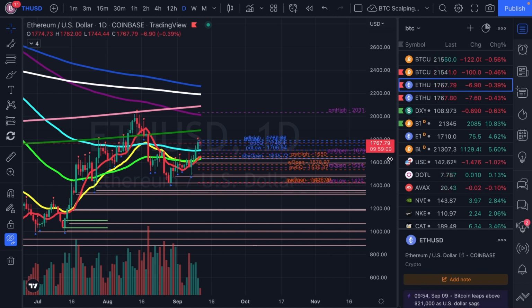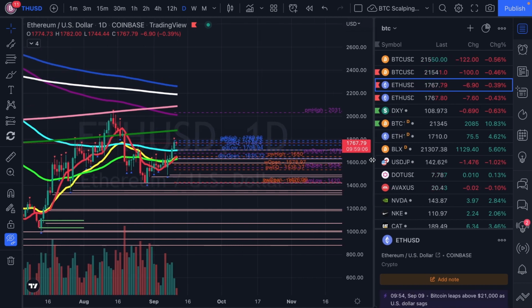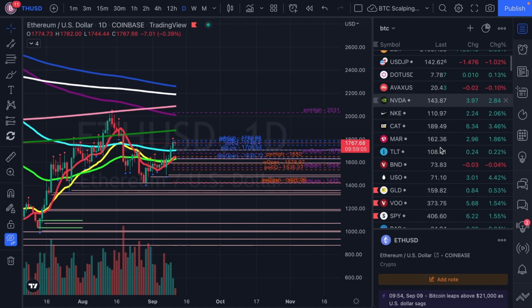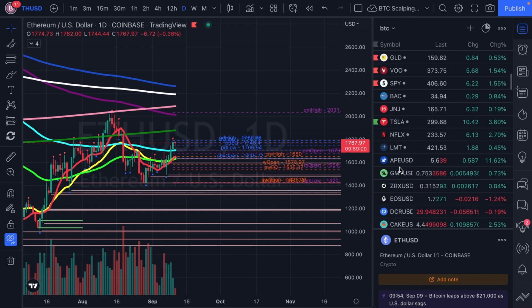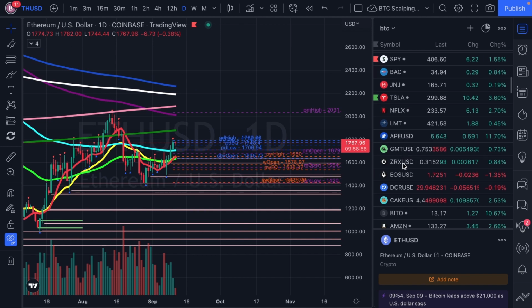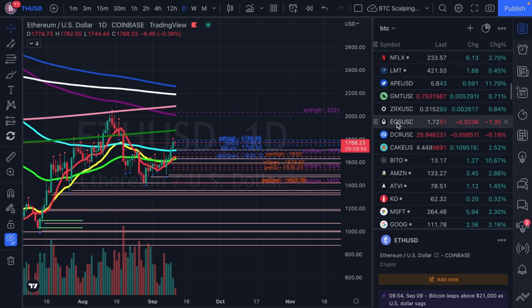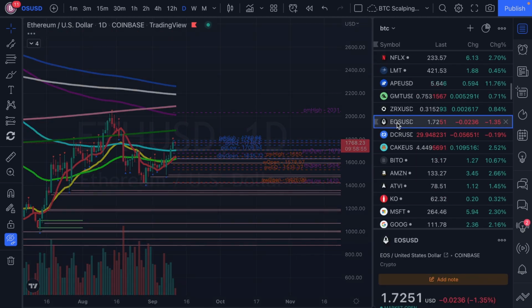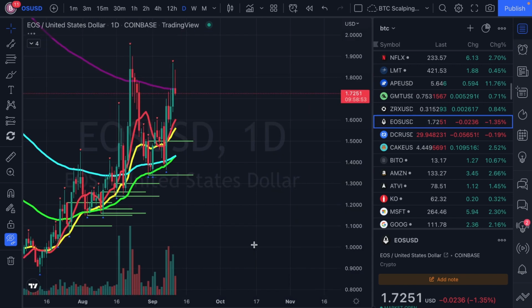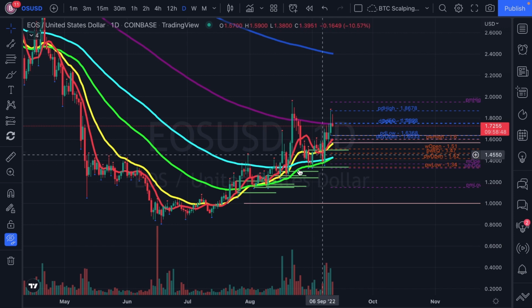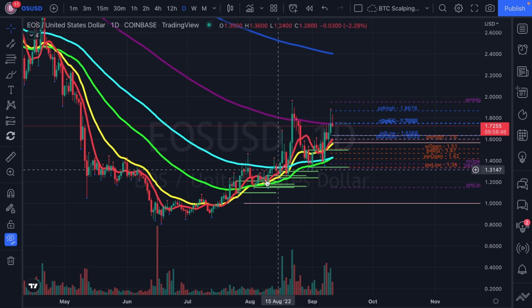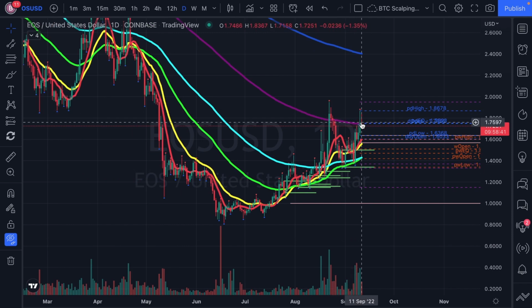So let's see, what is the first alt that we would like to go over? I think it was these. I will quickly show EOS for our buddy. EOS is being, wow, this is actually healthy accumulation. It's building on support. So this already is at the 200.